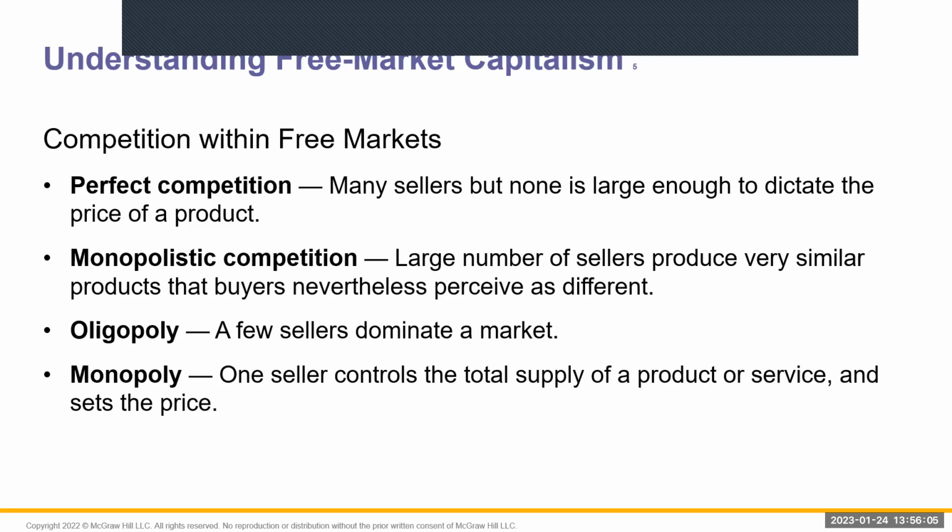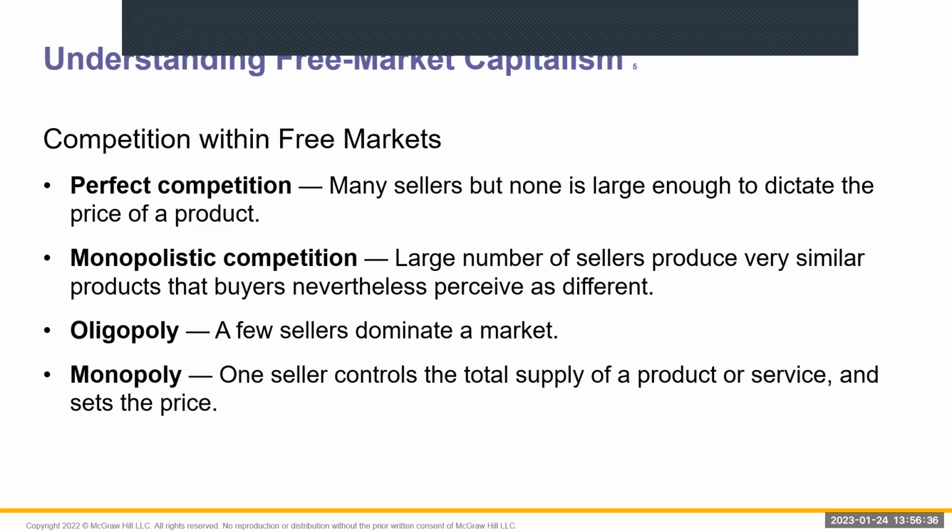Monopolistic competition is a little different. That's when a large number of sellers produce very similar products, but buyers nevertheless perceive them as different. So you have a large number of sellers and their products are similar. You see this with soap, with Procter and Gamble, right? There's a bunch of companies, and some of these companies even produce soaps that compete against each other because they're just trying to grab more market share. That's monopolistic competition. An oligopoly is when you have a few sellers dominating a market.